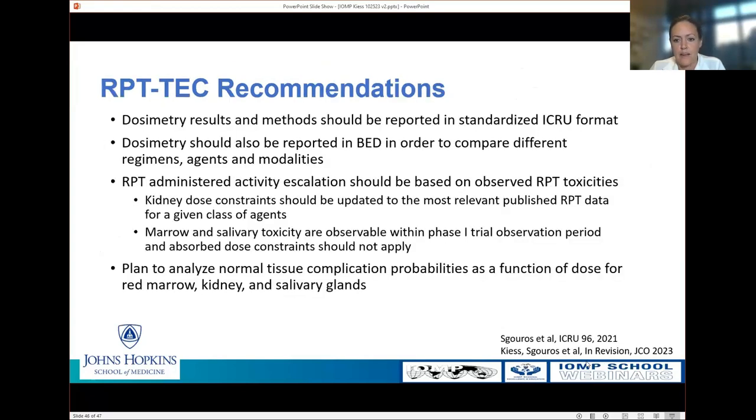So this group, we have a paper coming out in JCO shortly with some of our initial consensus observations, and then Dr. Hobbs has a paper coming out on alpha dosimetry methods. But some of our main initial points are that we encourage everyone to standardize dosimetry results and methods and report in the standardized ICRU format, and ideally report dose in not just absorbed dose, but also BED. And we also feel strongly that administered activity escalation should be based on toxicity for acute toxicities like marrow and salivary toxicity, and that dose constraints should be updated to the most relevant RPT data.